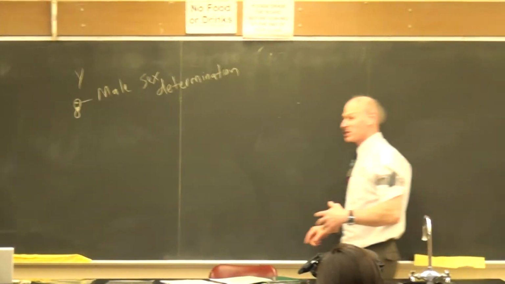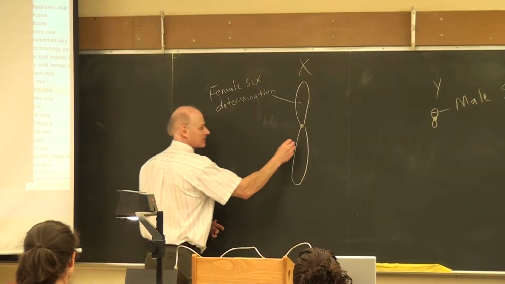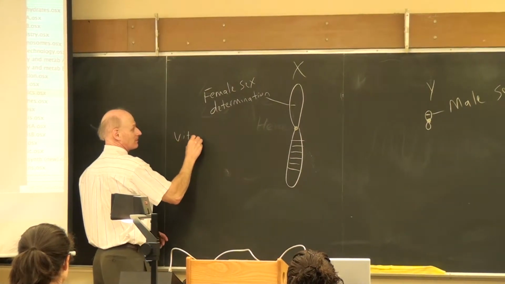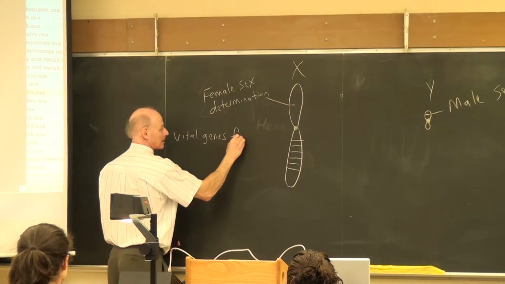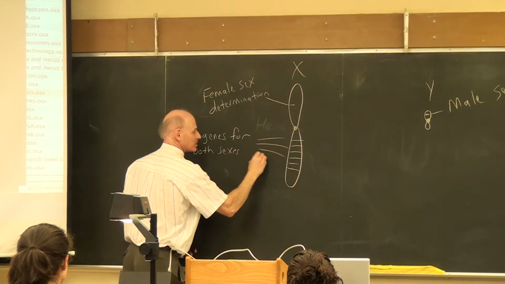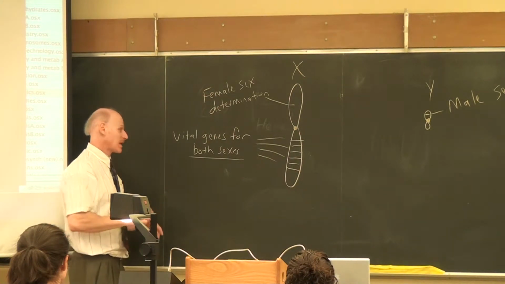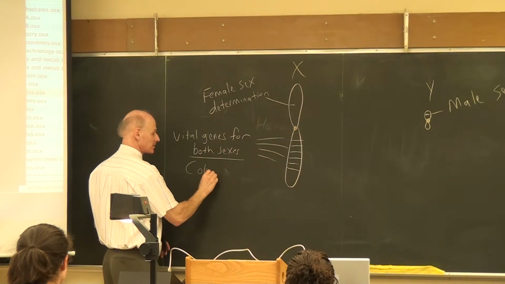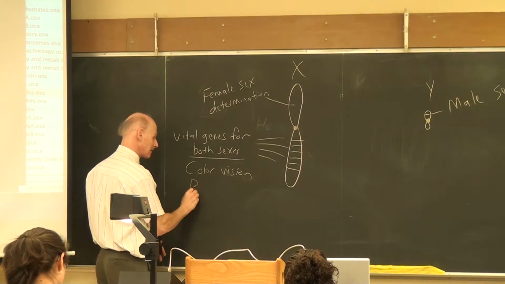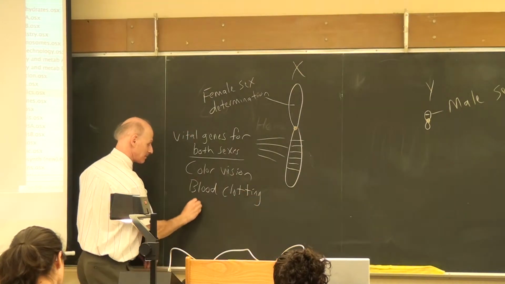On the X and the Y are these genes for determining sex. On the X chromosome, you also find a whole bunch of other genes, which I'll call vital genes for both sexes. These are genes that both sexes need and benefit from. And just to give you some examples, there are genes on there for proper color vision. There are genes on there for proper blood clotting. There are genes on there for proper muscle function.